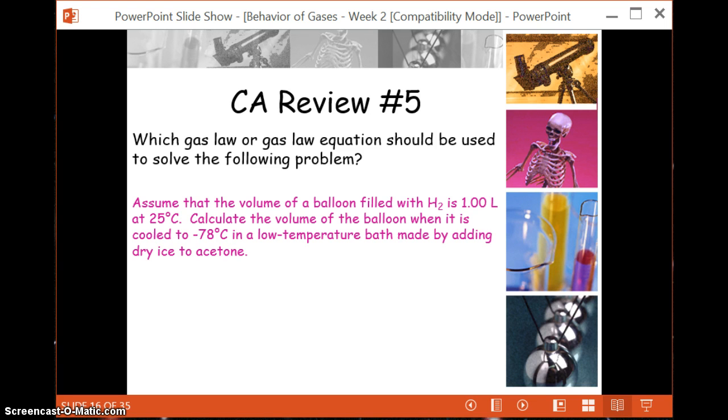Right now, you have a common assessment review question on the board. It's a really short one and shouldn't take you any more than 3 minutes. So I'm going to give you 3 minutes, and then we'll talk about which equation you should use to solve this problem. You actually don't need to solve it. You just need to tell me which gas law you would use. And make sure you're filling out your bell ringer because I will collect them on Friday. So go ahead and write this in your bell ringer. I'll give you 3 minutes. Go.